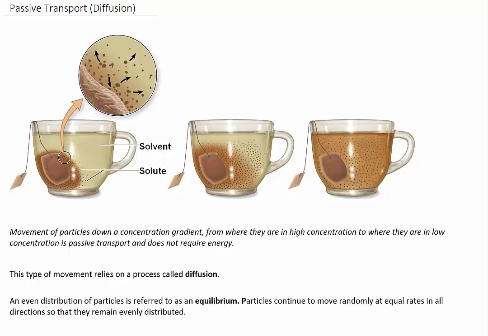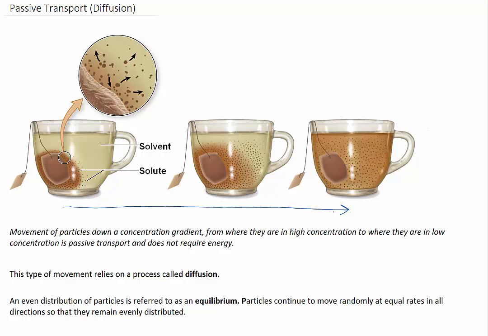If you were to put a tea bag into a hot cup of water and not stir the water or dunk the bag in and out of the water, what you would notice is that slowly over time the brown color from the tea would move throughout the entire cup of water, even though you didn't stir it or dunk the tea bag in and out. Well, how does this occur?